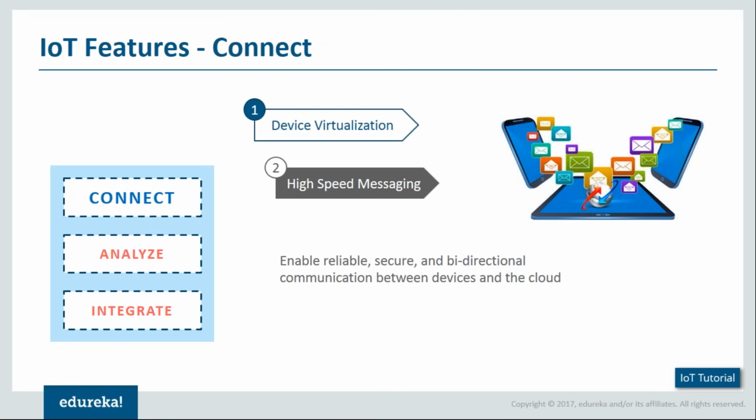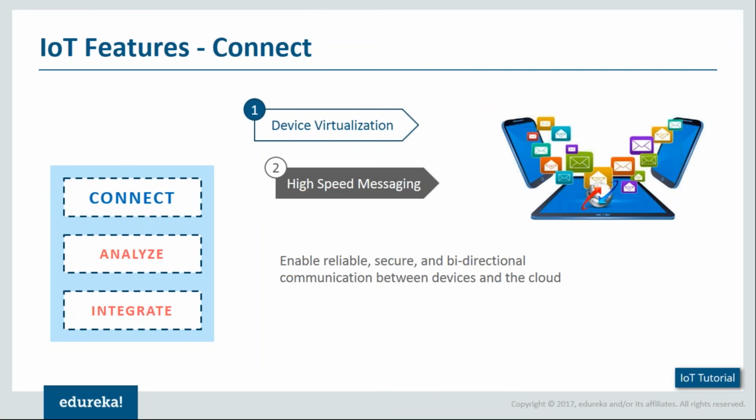Next comes high-speed messaging. So now what I have done is that I have connected all these devices to my platform. But these devices in turn generate a lot of data, and this data is what is going to help us understand better how we can improve the overall system and provide the user with a better experience. So for that we need to have high-speed messaging.